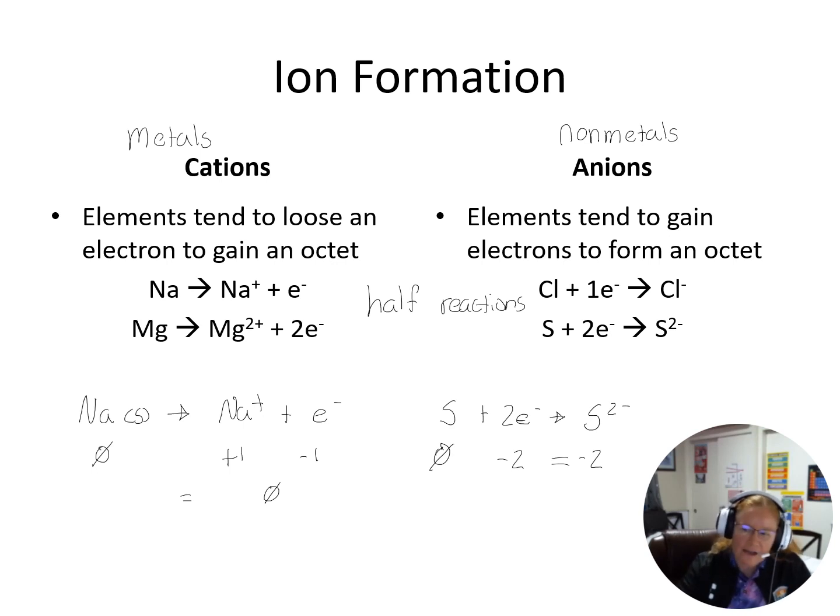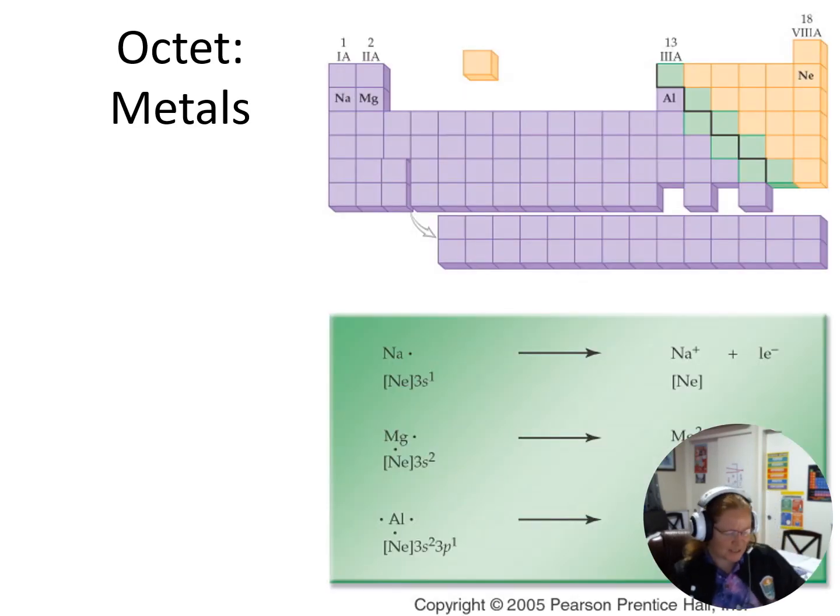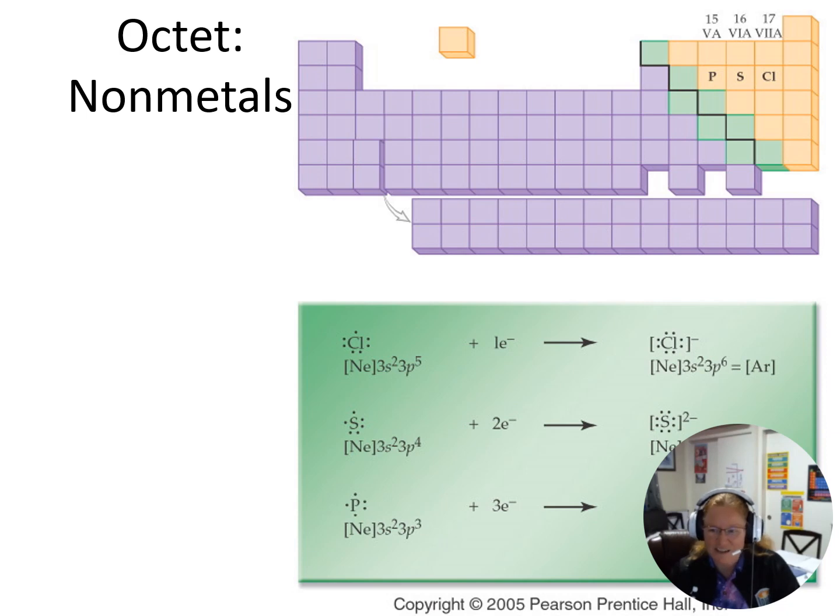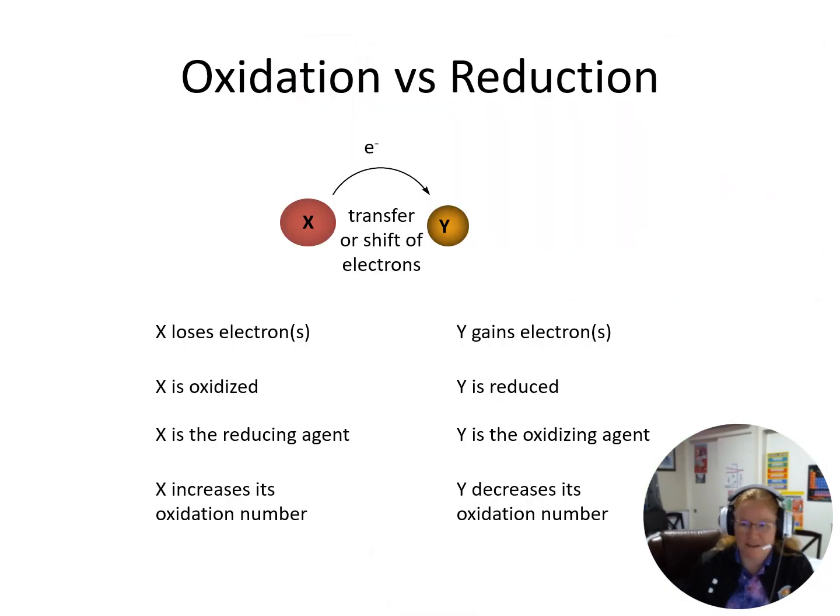Now, when we talk about half reactions, that is redox, or oxidation reduction chemistry. We'll talk a little bit more about that in just a moment. I just want to show you when we look at our metals, again, they like to lose electrons and form cations, and our nonmetals like to gain electrons and form anions. So this is oxidation and reduction. What's happening is one species is oxidized, and the other species is reduced. You can't have one process without the other.